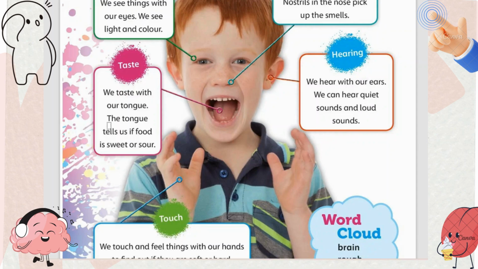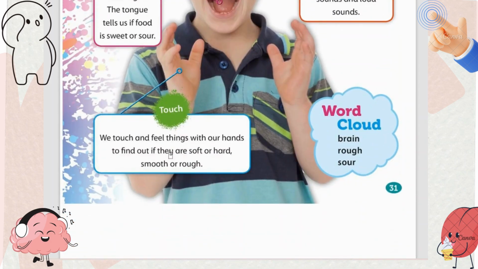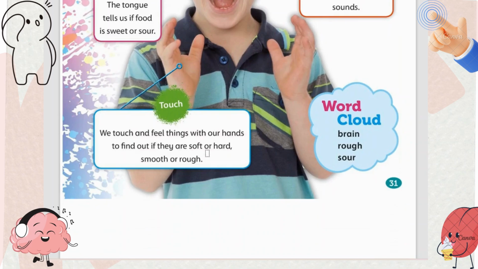Taste. We taste with our tongue. The tongue tells us if the food is sweet or sour, or you don't like it, right? Because in the tongue we have taste buds. So they will tell our brain, okay, this is sweet, this is sour, this is spicy. Alright? The last is touch. We touch and feel things with our hands to find out if they are soft or hard, smooth or rough, right? When you go shopping, your mother will check the material of your shirt, of the clothes, just to see if it is soft or rough, because we can touch it and our hands can tell if it is soft or hard, smooth or rough.